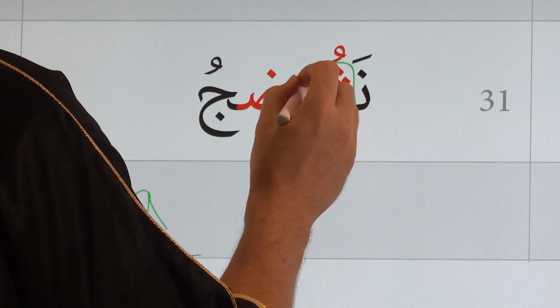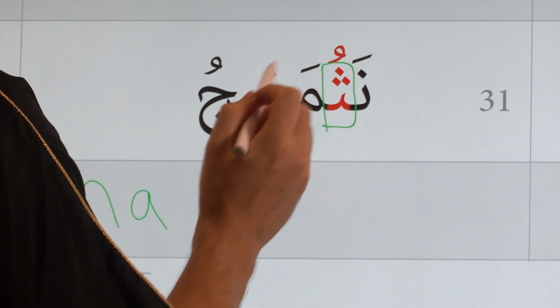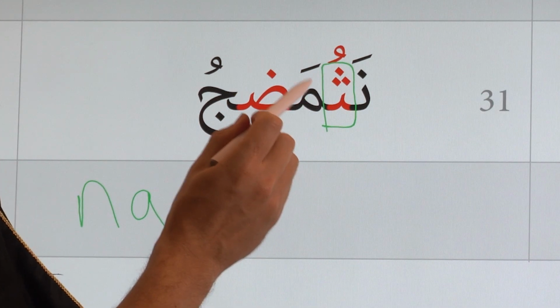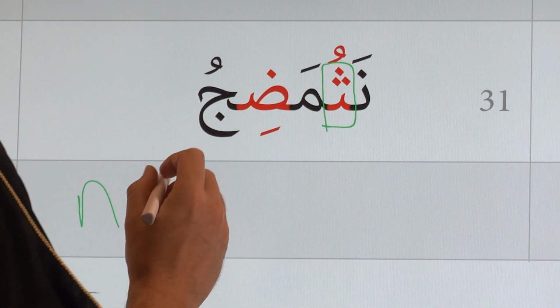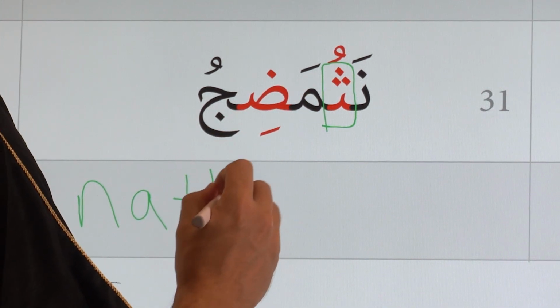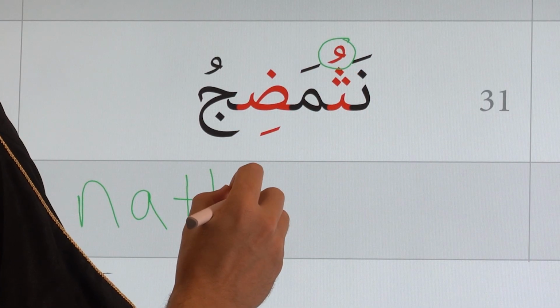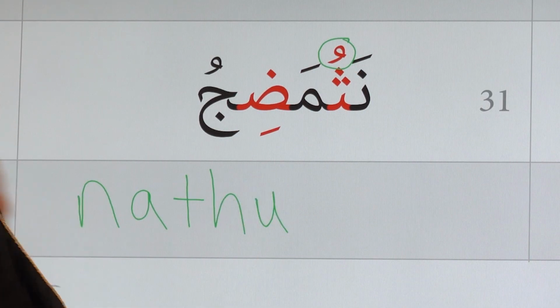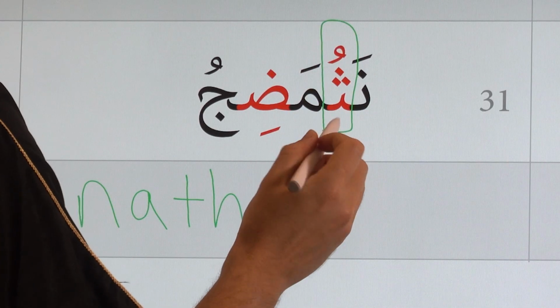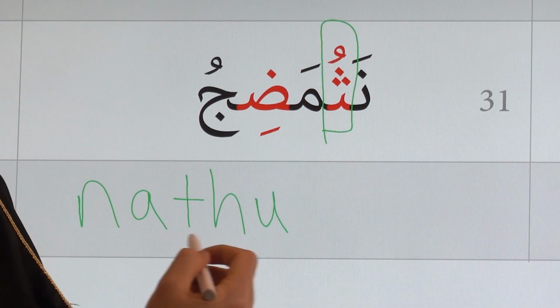Next, in the middle of a connection, we find this shape with 3 dots above, meaning this is the letter Tha. So we write TH for the letter Tha. Above the letter Tha, we find a Dhamma, so we write a U for the Dhamma. So together, the Tha and Dhamma are pronounced Thu.